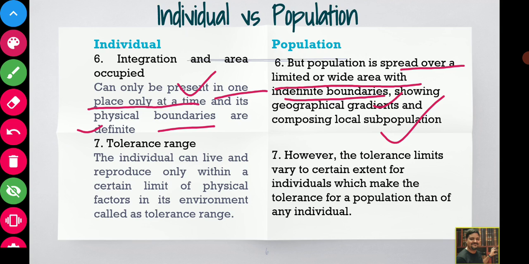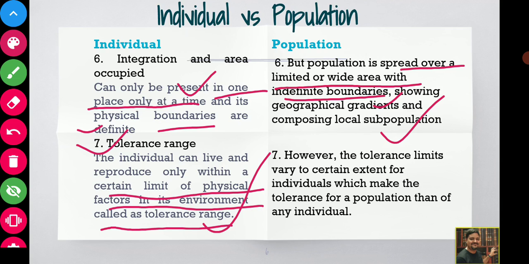So the last characteristic is the tolerance range. The individual can live or reproduce only within a certain limit of physical factor in its environment, that is called as tolerance range. So tolerance range of an individual will be limited. A particular individual may be comfortable within a particular temperature range. Suppose, say, from 5 degrees Celsius to 45 degrees Celsius or 48 degrees Celsius. So that range is for an individual.